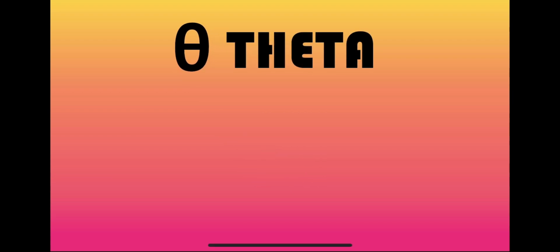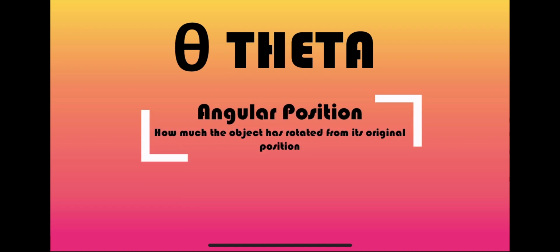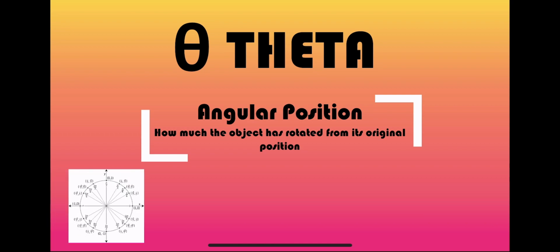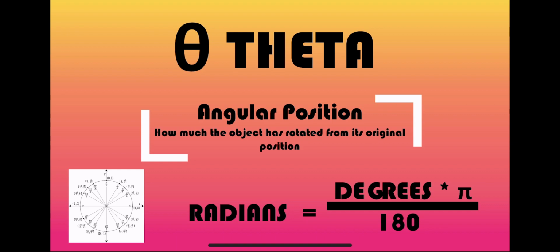First, the circle with a line through it, or theta, is the angular position, or how much the object has rotated from its original position. This is primarily described in radians, which you'll probably remember from your math class, along with the unit circle. To convert to radians, you simply take the degrees, multiply it by pi, divide by 180, and congratulations, you just successfully converted to radians.